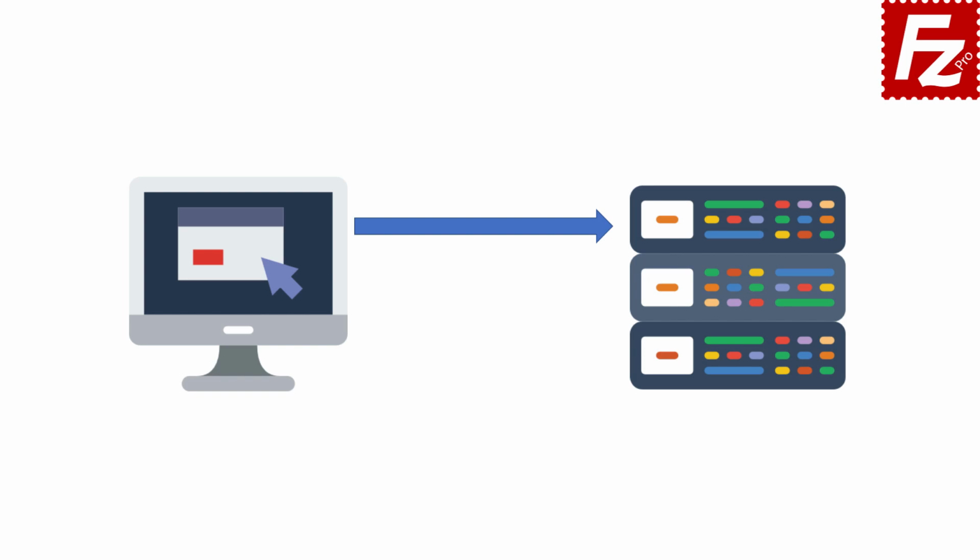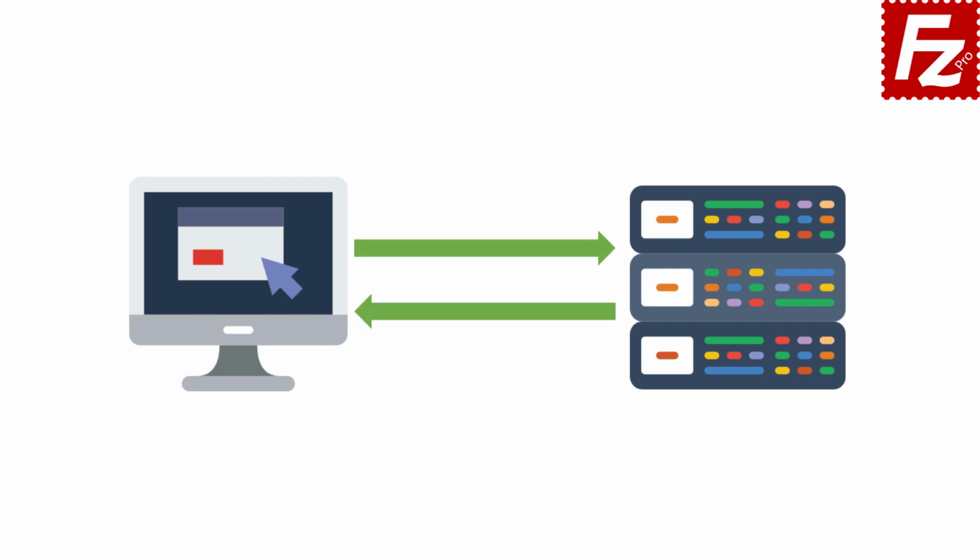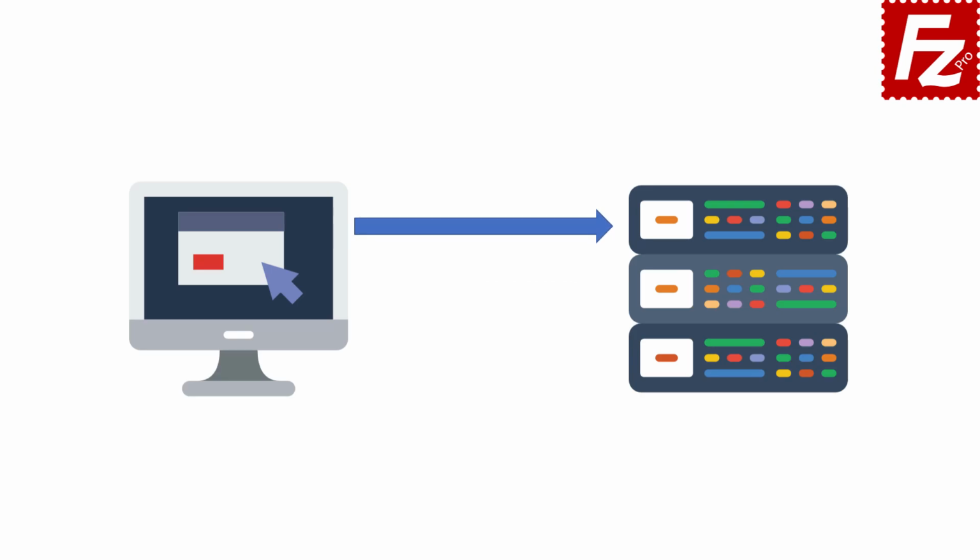This is the so-called control connection. The control connection is used for sending and receiving commands and responses. For the transfer of files and folder contents, separate data connections are used. These can be established in two ways. In active mode, the client starts listening on a port and communicates that port number to the server through the control connection. FileZilla and FileZilla Pro use any available port. The server then initiates the data connection to the client's port.